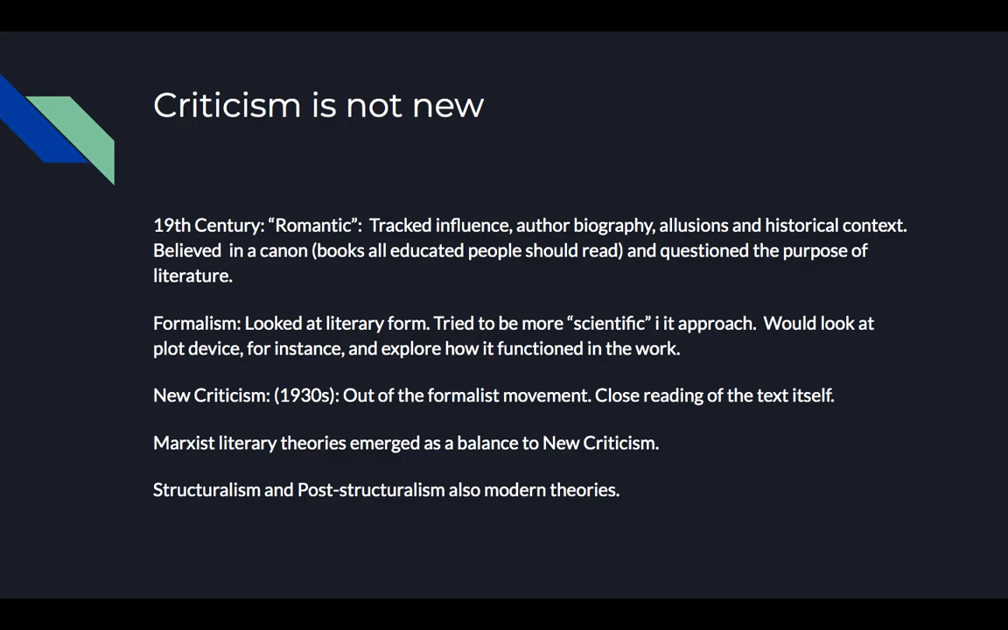Formalism was trying to understand how a good piece of literature functions. What does it look like? It would try to be more scientific in its approach. It would look at plot devices, language devices, things like that. It really wanted to look at the function of literature and the artistic decisions made by the writer. That took root when we were trying to come up with what makes good literature.